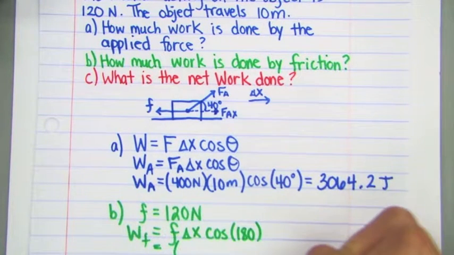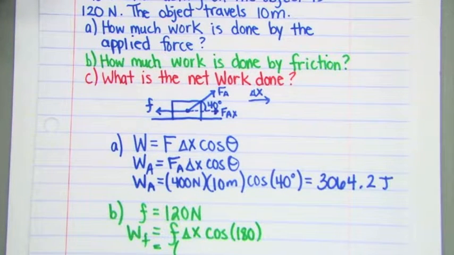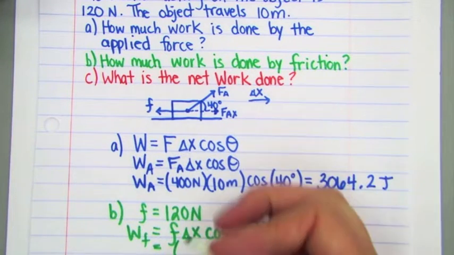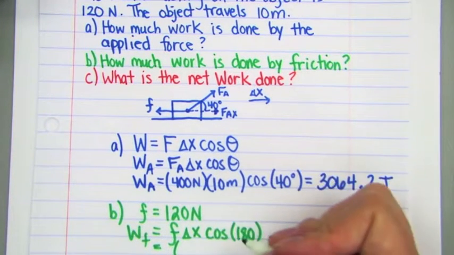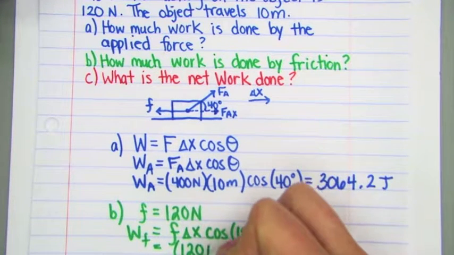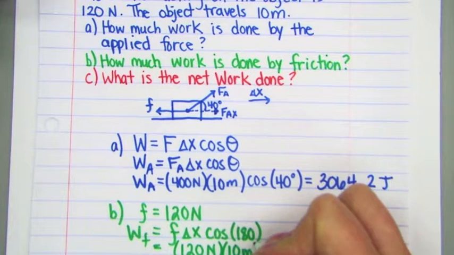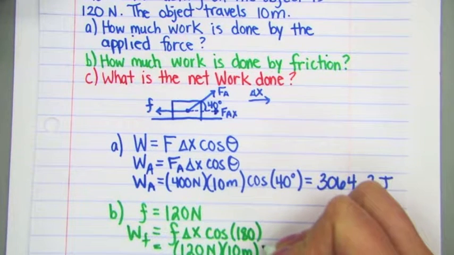All that does is make the work negative. That's what you want. You should have a negative work whenever you're finding the work done by friction. You're using the same displacement. The object is still traveling 10 meters.